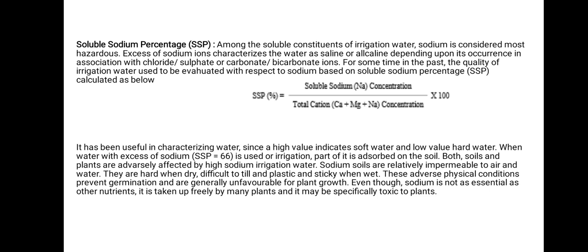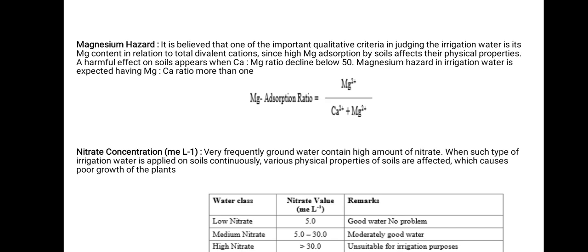Then soluble sodium percentage is determined through these equations. Soluble sodium divided by total cations Ca plus Mg plus Na plus K concentrations into 100. Then magnesium hazard. Magnesium is believed to be one of the important qualitative criteria in judging irrigation water. It is magnesium content in relation to total divalent cations.